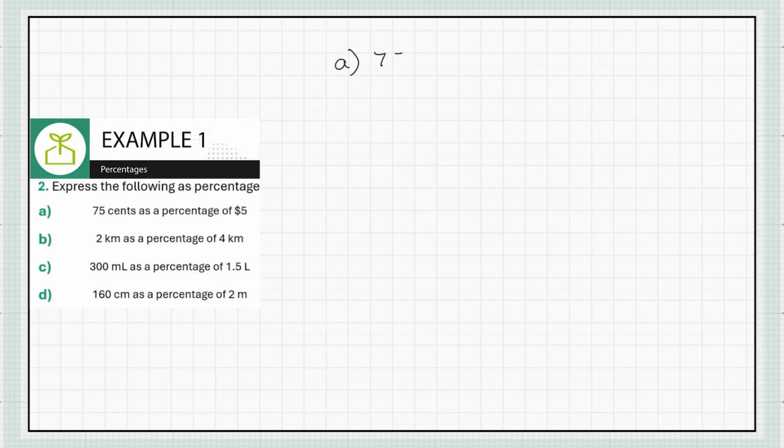So we have 75 cents as a percentage of $5. So out of $5, $5 in cents is going to be 500 cents. So now express this as a fraction, and we can write this as a percentage as well. So out of 100% over 1. Now what we have to do here is cancel down and ultimately find some common factors.